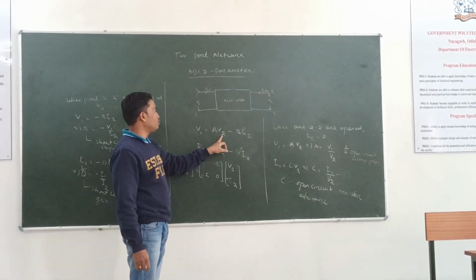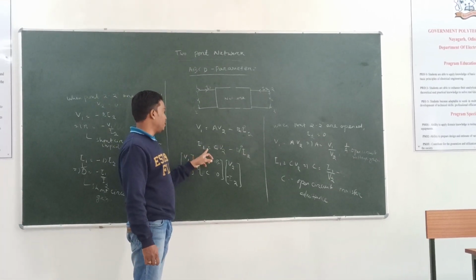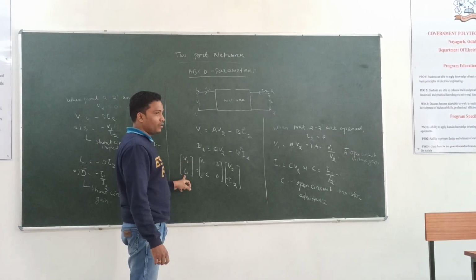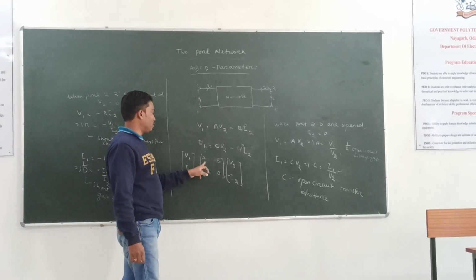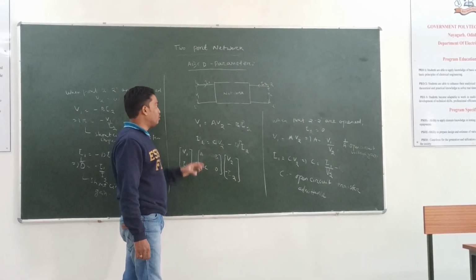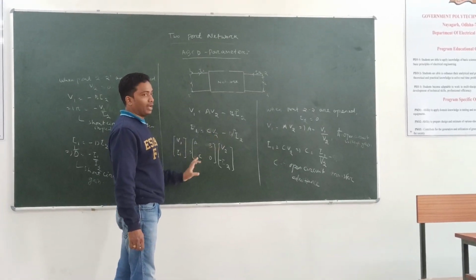V1 equals A V2 minus B I2, and I1 equals C V2 minus D I2. So in matrix form, you can write this as [V1; I1] equals [A B; C D] times [V2; -I2]. So to find these A, B, C, D values.